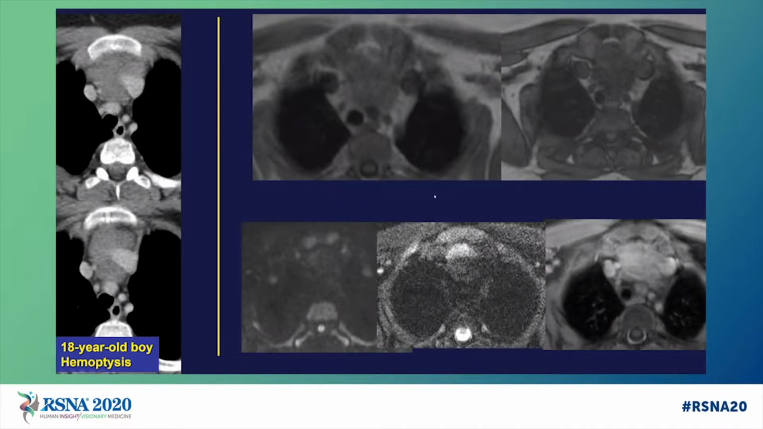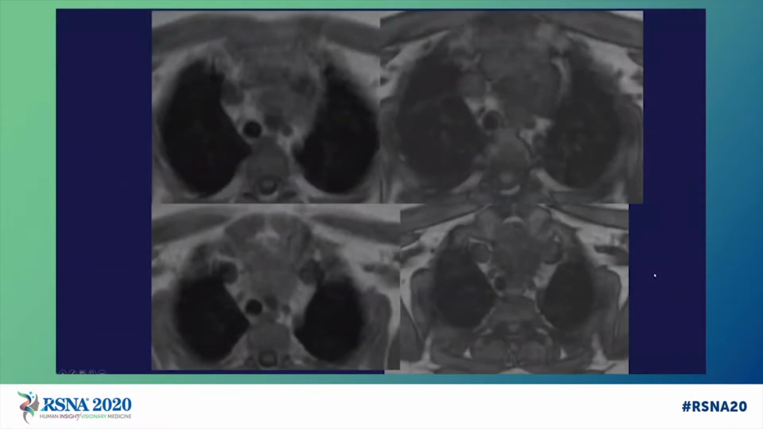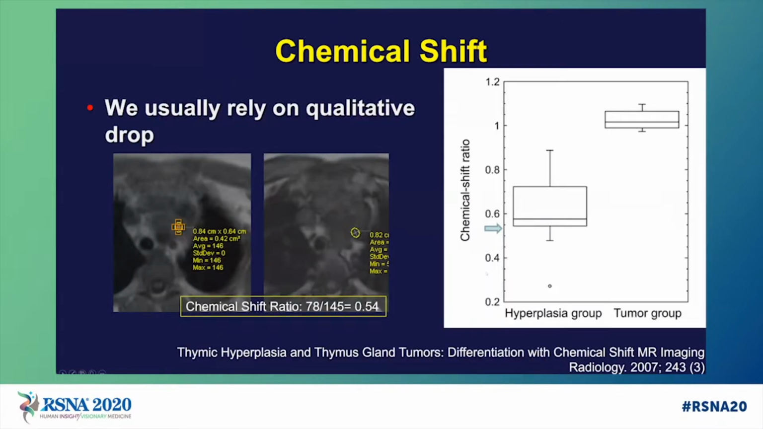Just to show you some select images, this is the in and the opposed phase image. Again, there's some signal dropout. You can see that on diffusion weighting, there's no diffusion restriction, and this area does enhance. So the question then becomes, when you see this mass with loss of signal on the opposed phase image, what does it represent? This was another example of chemical shift artifact, and as you would imagine, this ended up being an example of thymic hyperplasia. This was extending behind the brachiocephalic. This retrobrachiocephalic venous thymus is sometimes seen, and MR was very helpful in making the diagnosis.